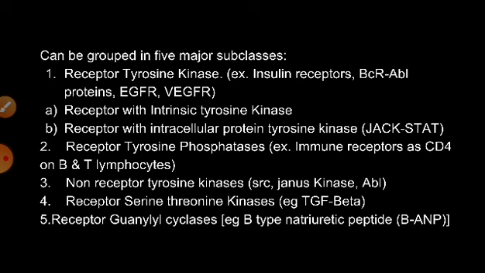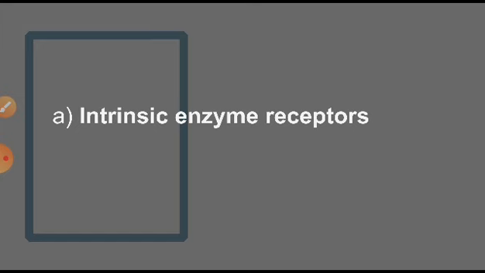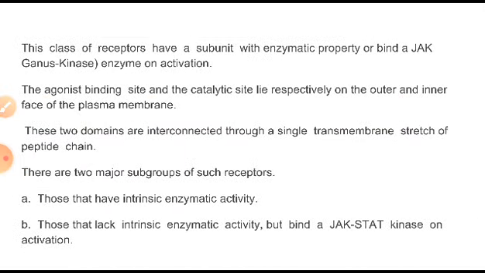Receptor with intrinsic tyrosine kinase activity, or intrinsic enzyme receptors. Here we have to understand how they look and what their functions are. This class of receptors has a subunit with enzymatic property, or binds a JAK, Janus kinase enzyme on activation. As I told you, both types of things are going to come in this: either the receptor having the enzymatic property, or they bind with the JAK and Janus kinase.